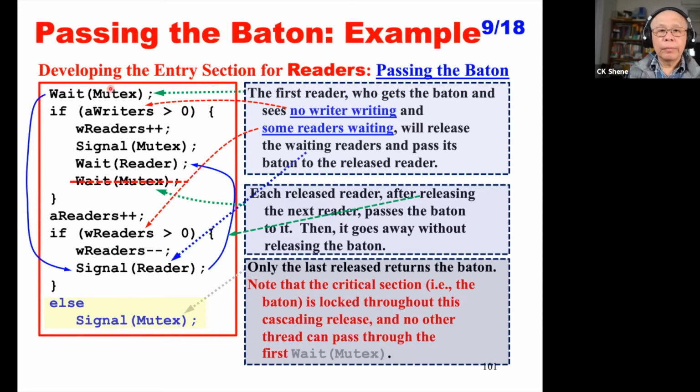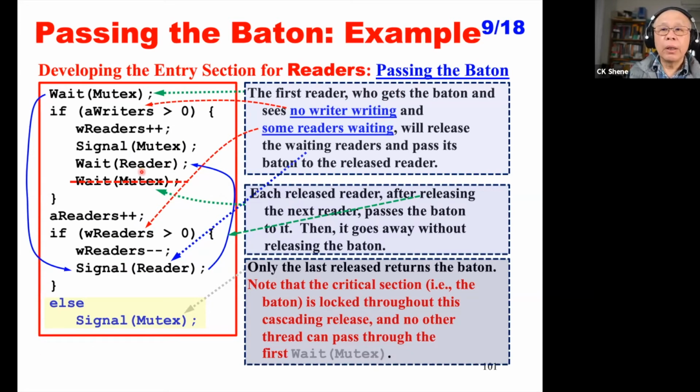A thread comes in, and it may be blocked here. Until this thread can execute here, that means there's no writer writing. And if there are some readers waiting, signal the first one. And after signaling the next reader, this one simply goes away. So the baton goes to the second reader, the first waiting reader or the first released reader. It has the baton and goes down to signal, so it releases the second waiting reader and keeps going on and on. Every thread, as long as it sees there are waiting readers, after passing the baton to the next reader released, goes away.